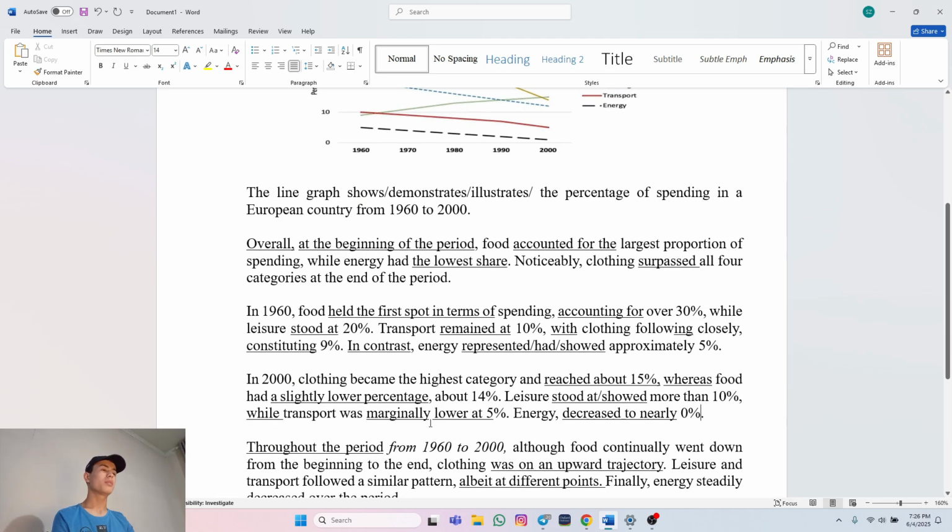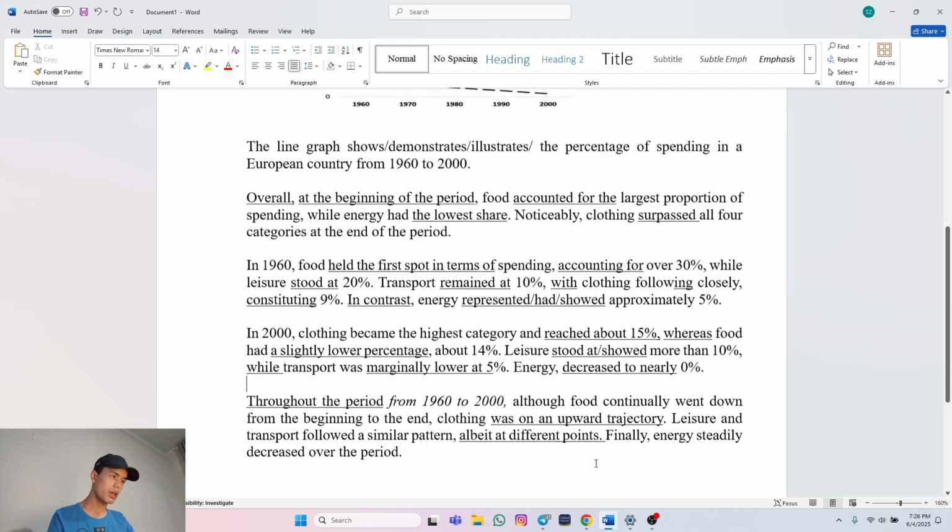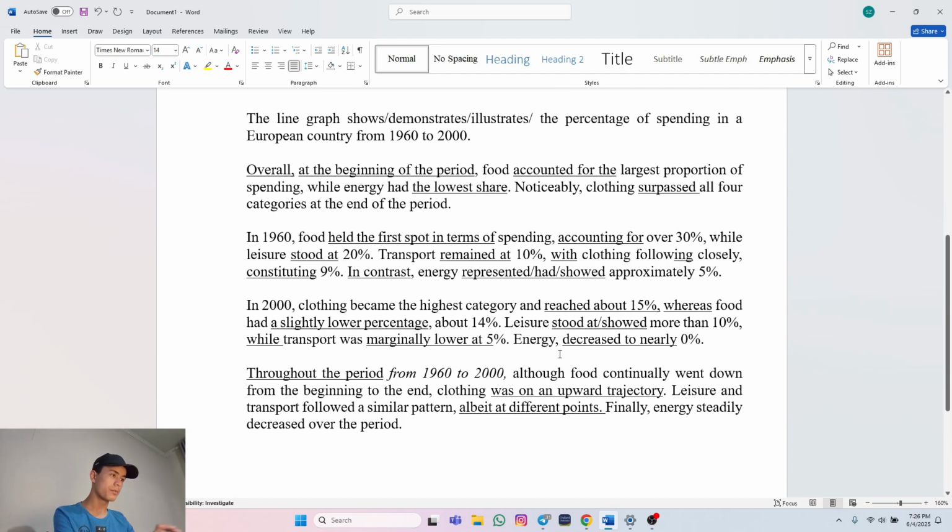What does marginally lower mean? Transport was lower than leisure. Our sentence means that. Okay, marginally lower at 5%. I just underlined it, and you just have to use this in order to show your flexibility in terms of your lexical resource. And the last one, why did I put this comma?